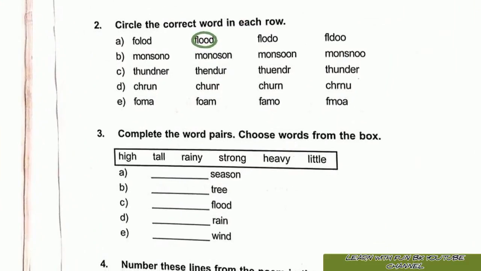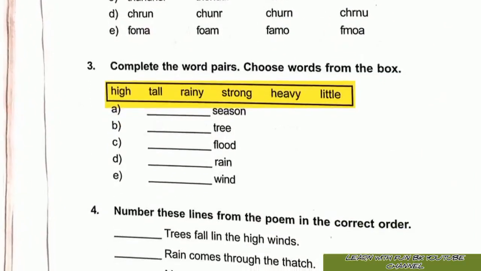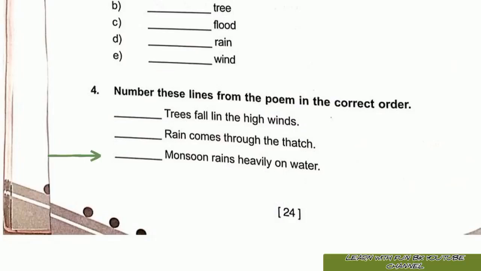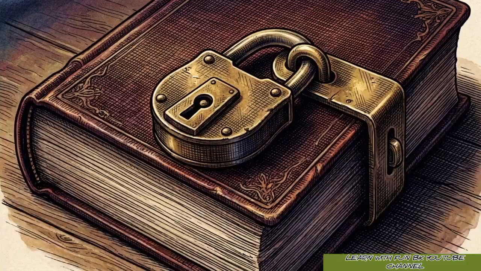Down in section 3, match the adjectives in the box to the nouns. For example, you have a rainy season, a tall tree, and a heavy flood. Finally, in section 4, number the lines in chronological order based on when they appear in the poem. The heavy rain on water is 1, the trees falling in the wind is 2, and the rain coming through the thatch is 3. Completing these exercises locks in the new vocabulary and reinforces the chronological sequence of the storm.